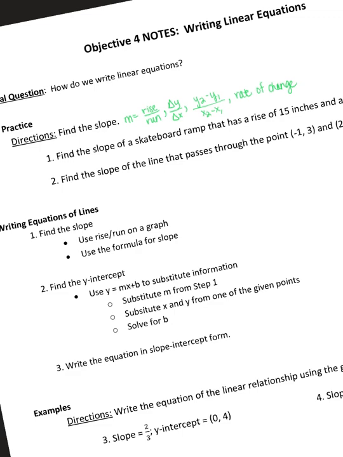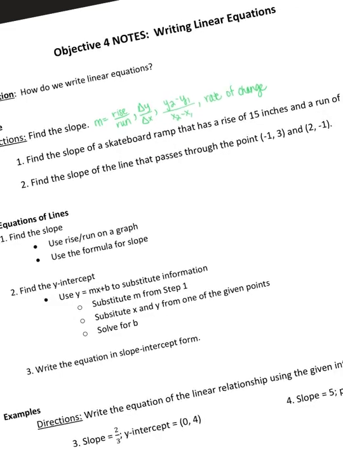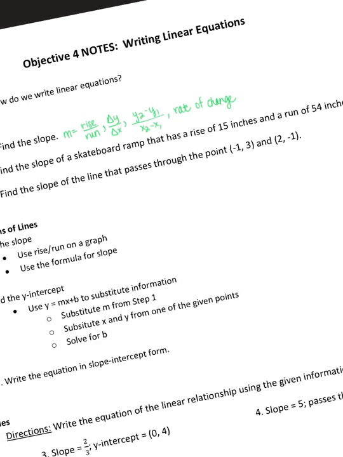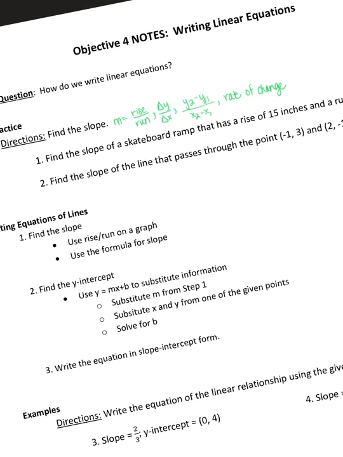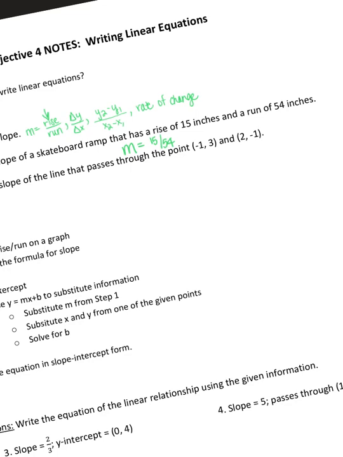So in this first example, it says find the slope of a skateboard ramp that has a rise of 15 inches and a run of 54 inches. We can use the rise over run to answer this question. The slope is equal to the rise over the run, so it is 15 over 54. And we do need to go ahead and simplify that. We can divide both the numerator and the denominator by 3, and we get 5 over 18 for our slope ratio.